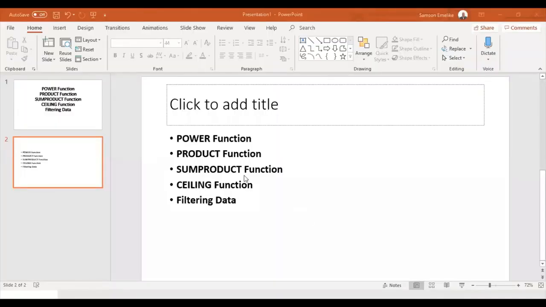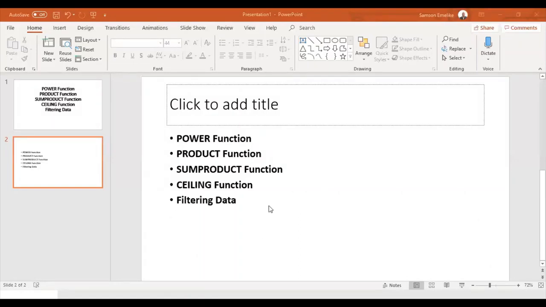Okay, so I'm going to project what we will be looking at today. We'll be looking at power function, product function, sum product function, ceiling function, and then we will attempt to maybe create a data that will help us to do filtering and then do the other work that we need to do in this module 3, which is all about data management.